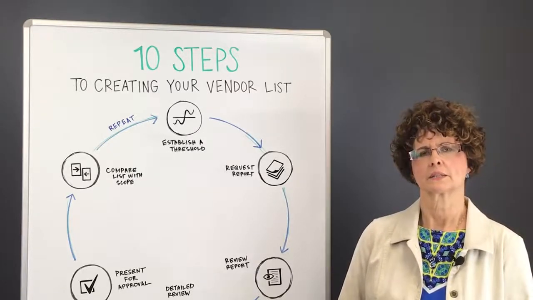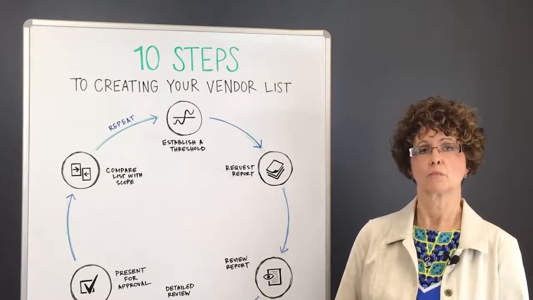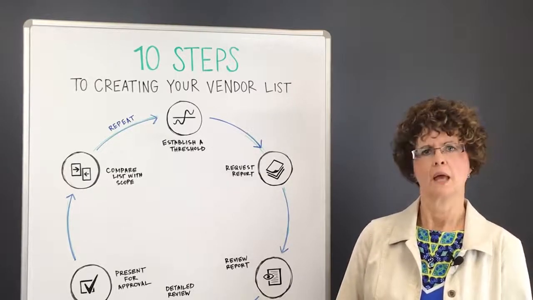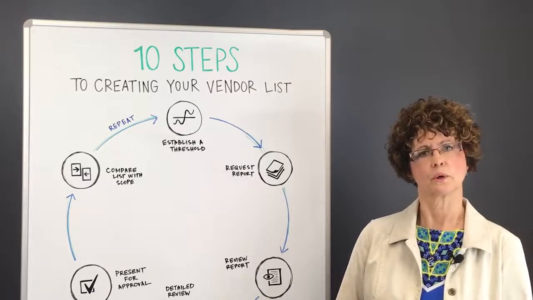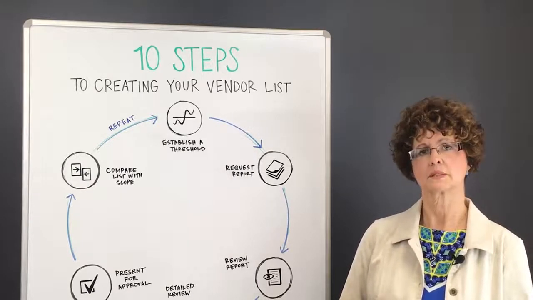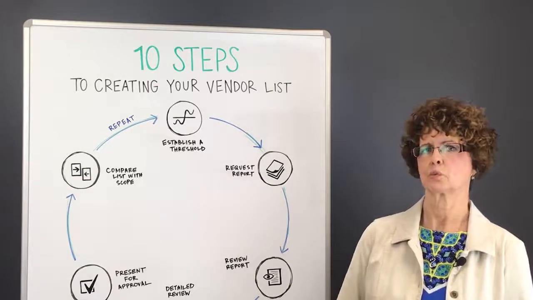5, and somewhat an extension of 4, see if the list includes certain exclusions mandated by your board or audit committee. An example could be a state licensing board, a government agency, or a consultant that was hired to provide a board-level recommendation.